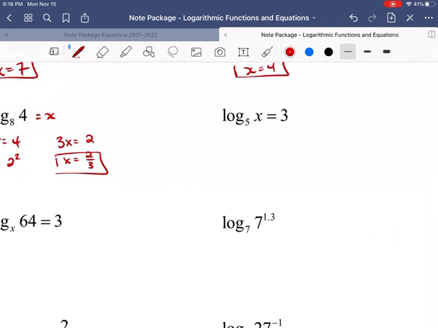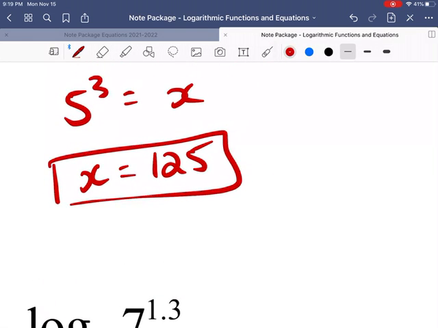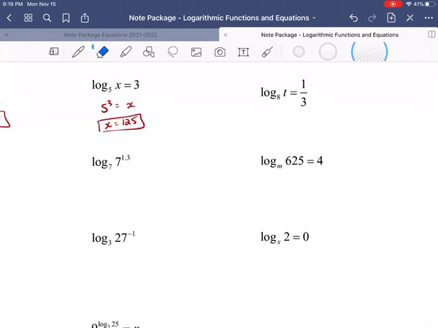Beautiful. Okay, 5 cubed is equal to x. So we can just evaluate that. What is 5 cubed? Well, 5 cubed is 125. And remember, we're expressing our answer in terms of x, okay? Don't write 125 equals x. We're expressing it in terms of x, not in terms of something else.